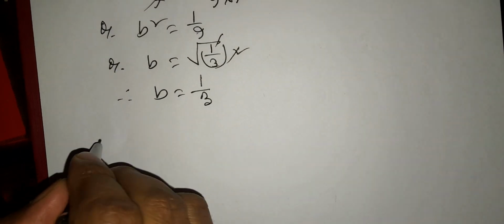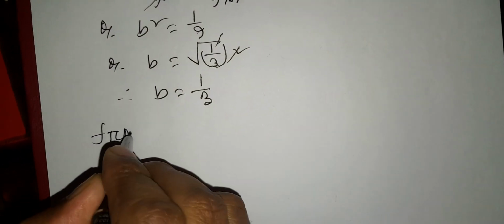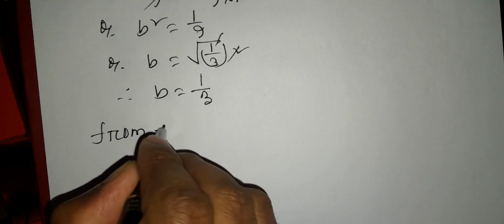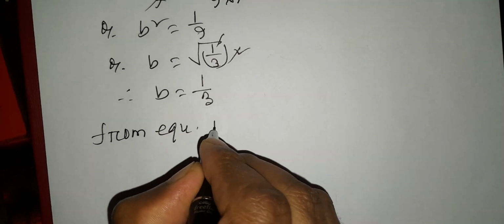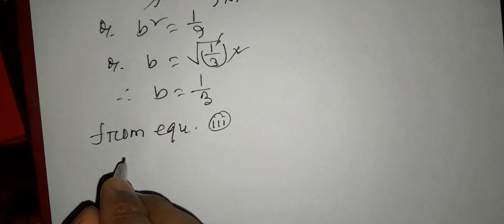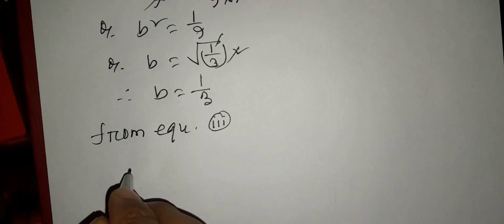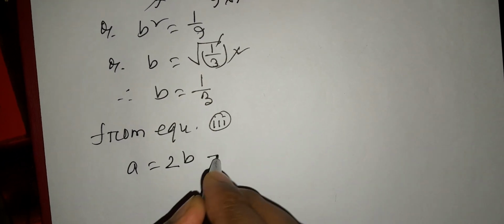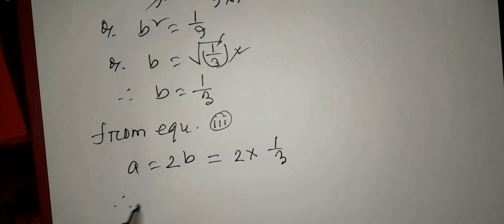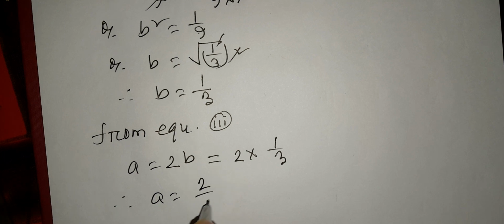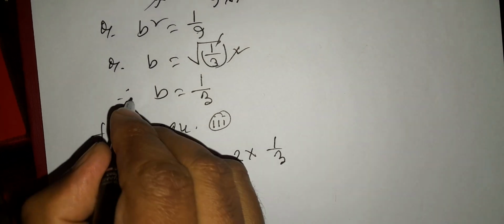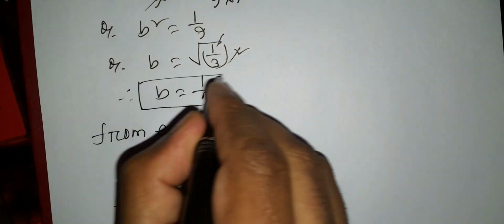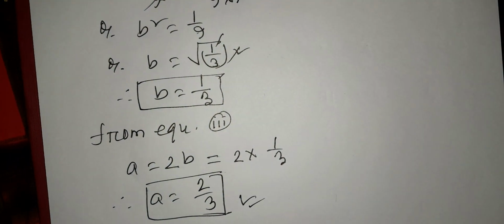Now from equation 3, we put this value and we get a equals 2b, which is 2 into 1 by 3. So a equals 2 by 3. Okay, these are the values of a and b. Okay, thank you.